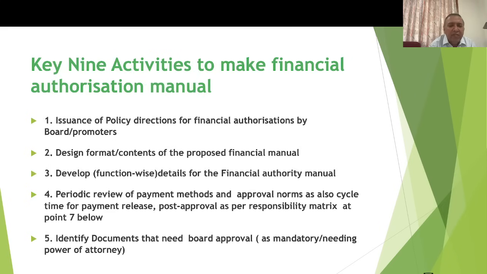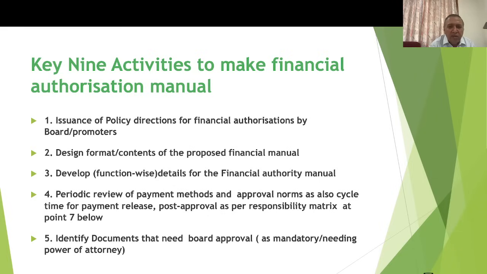Now, key 9 activities to make a financial authorization manual. Number one is issuance of the policy direction for financial authority authorization by the board or promoters. Number two, designing the formats and contents of the proposed financial manual. In this presentation, I have included a template which will give some inputs to you. Developing function-wise details for the financial authority manuals.